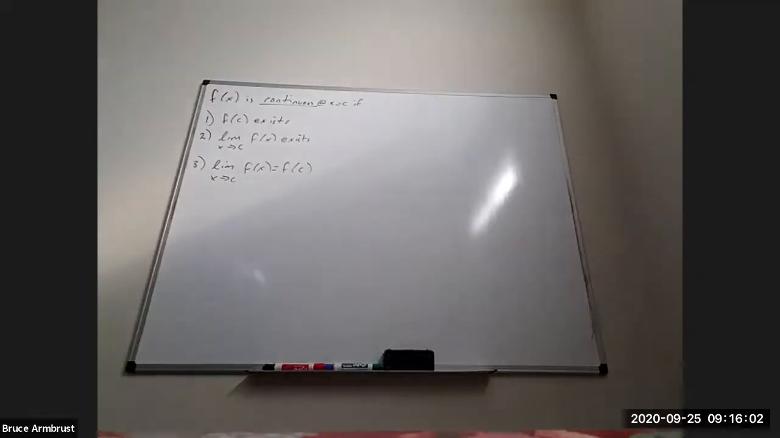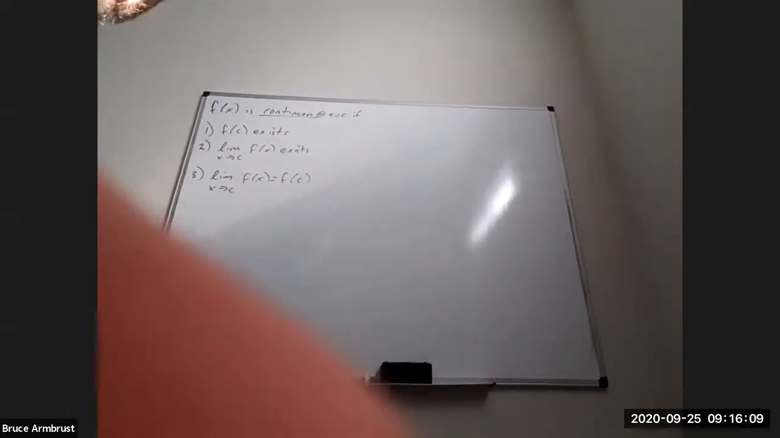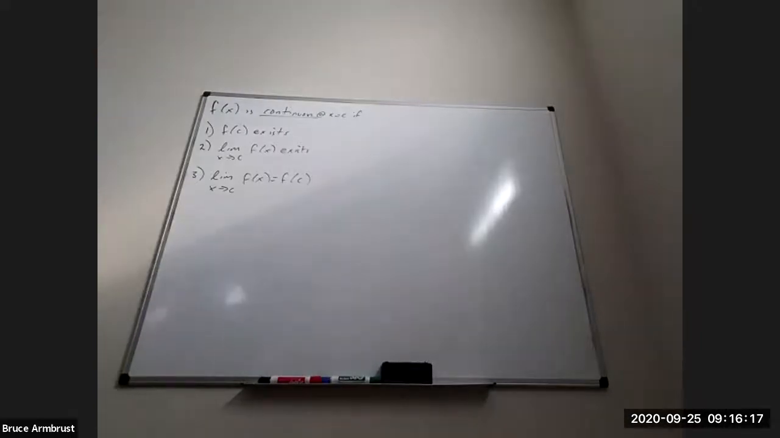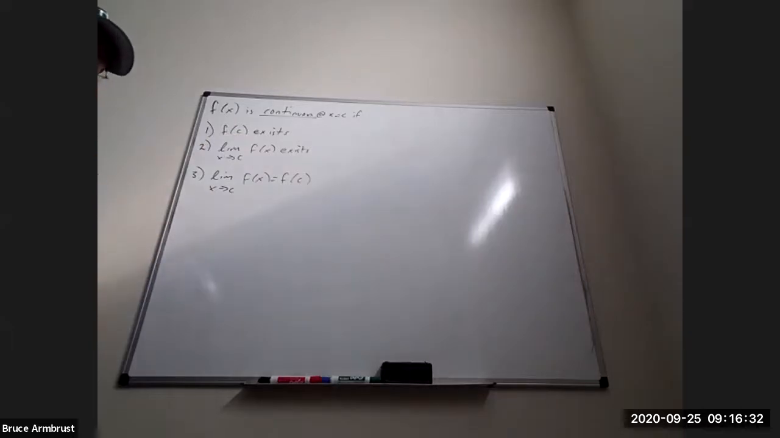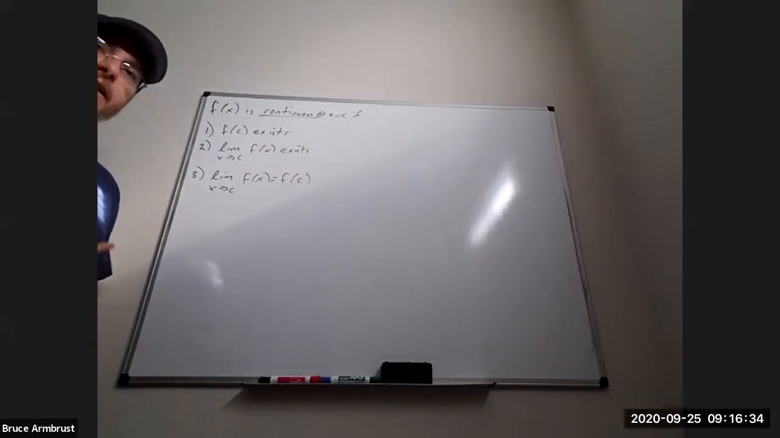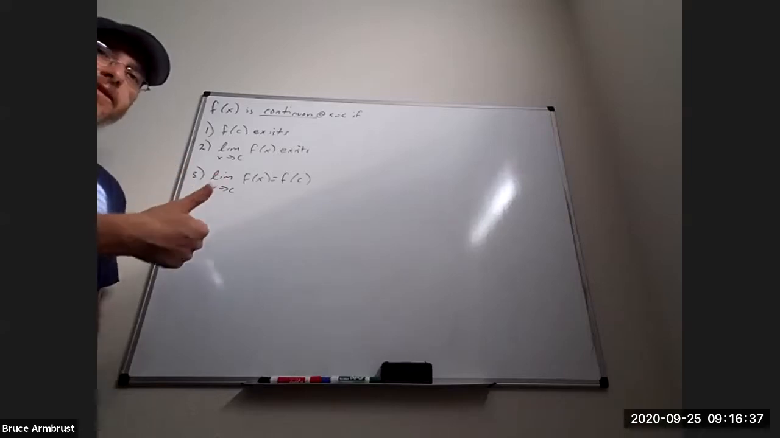All right, so just to remind you where we were last time, we had gotten to the point now where we were talking about continuity. And continuity is a property of functions. And really, we have this definition. We know that a function is continuous at a point if three things are true. The first is that the function actually exists at that point. You can plug that number in and get something out. Okay, so the function has to exist.